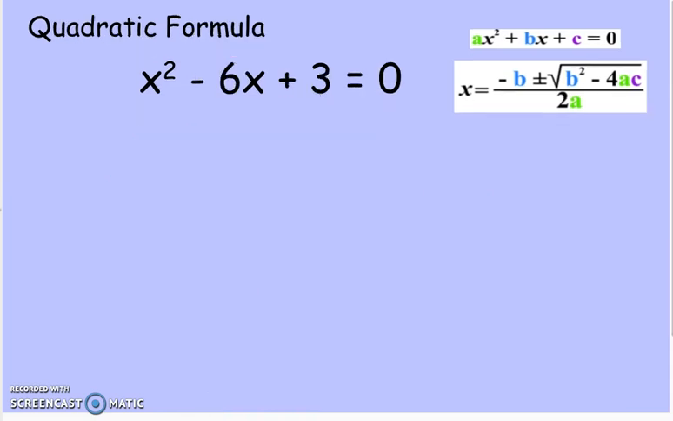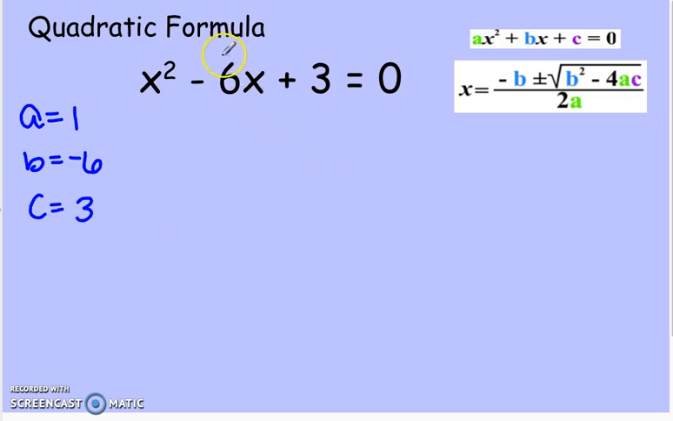All right, so we have x squared minus 6x plus 3 equals 0. We have some good news here. It's already in standard form. So we have step 1 done. Step 2 is to list the values of a, b, and c. A is the number in front of x squared, so it's 1. B is the number in front of x, so it's negative 6. C is the constant, so it is 3.